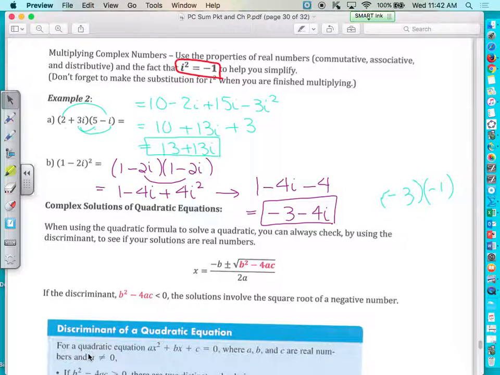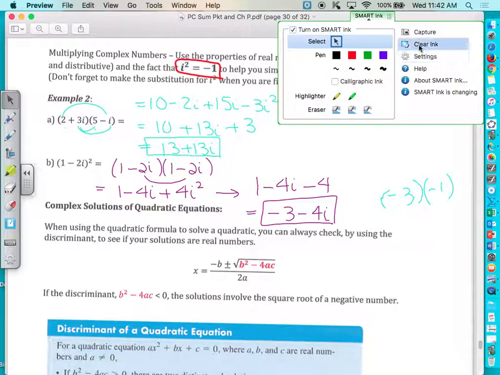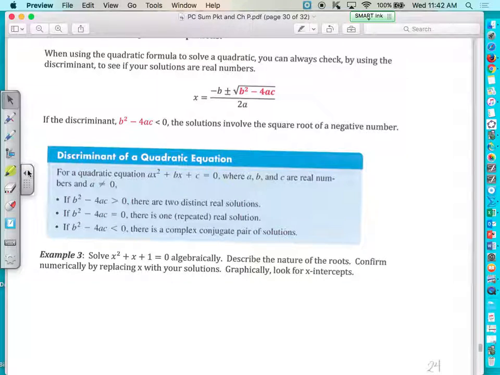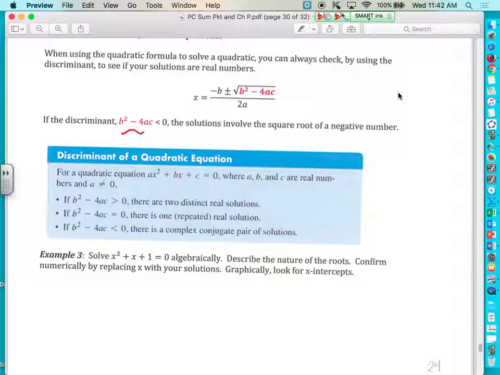So working with complex numbers, really those are the only two types of things I think that you will see. And then we've talked about the quadratic formula: the number that's underneath the radical is called the discriminant, right? And if that discriminant value is negative, that means you're going to take the square root of a negative number, which means you would have imaginary roots, or you could say complex roots.